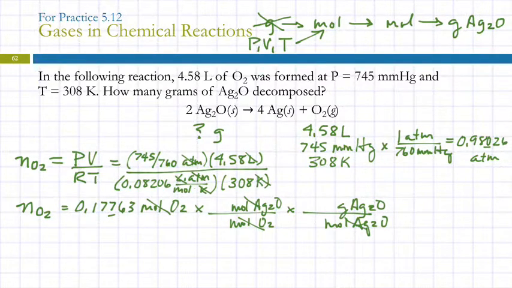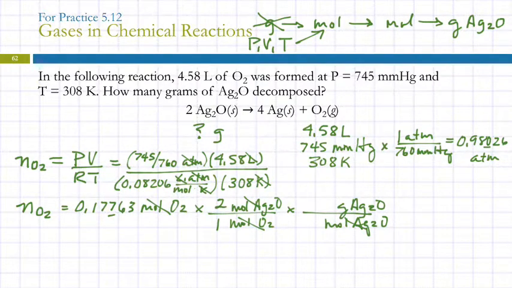Stoichiometry. This is a mole ratio. We look at the coefficients from the balanced chemical equation. 2 moles of Ag2O produce 1 mole of oxygen. So I've got a 2 here and a 1 on the bottom.